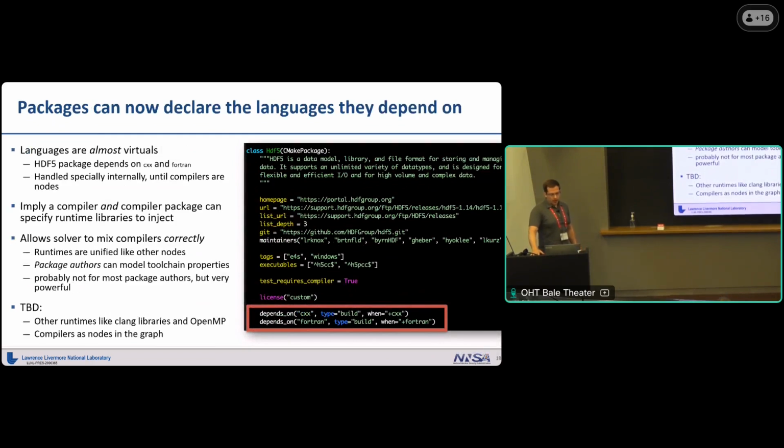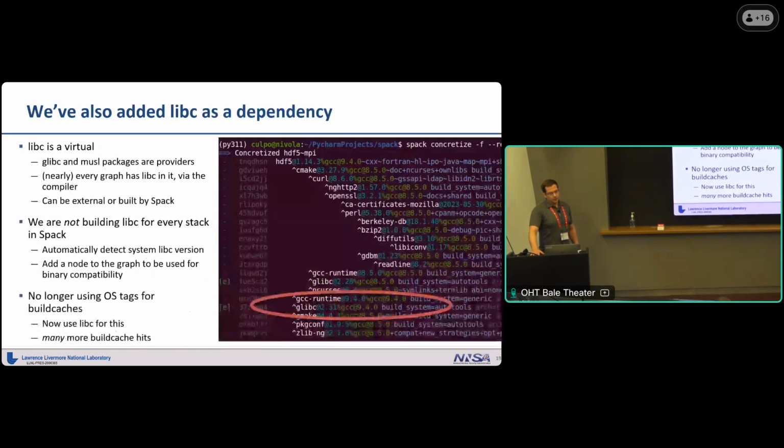Languages are almost virtuals. So in the example shown here, C++, or CXX, can be defined as a language. For those who aren't familiar with virtuals, MPI is a virtual, and OpenMPI or MVAPICH are all implementations of MPI. So we can now do the same thing with CXX and Fortran. So we're moving towards this so that you don't necessarily have to specify all of these at build time. And we'll get into this because what it allows us to do is, again, have different binaries and be able to model whether or not they are ABI compatible.